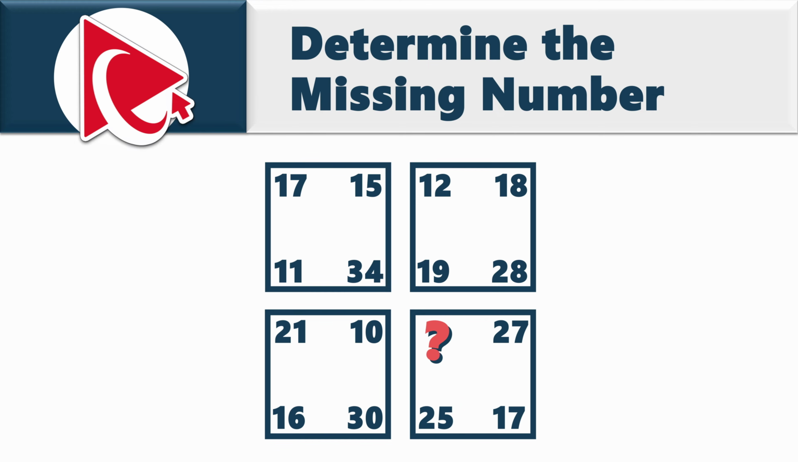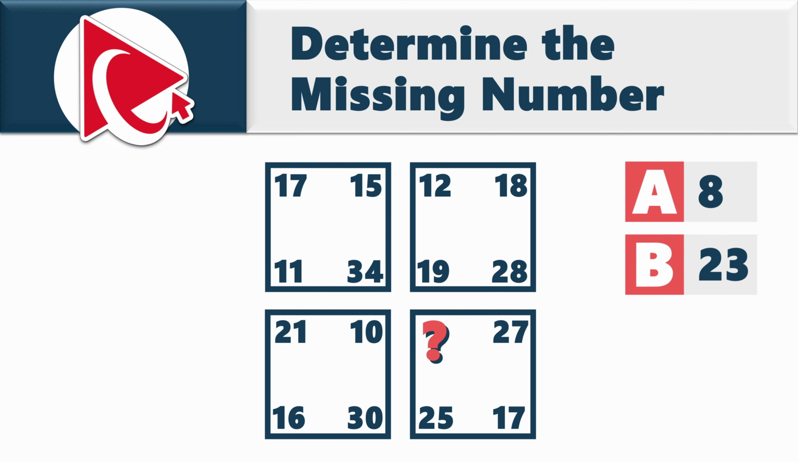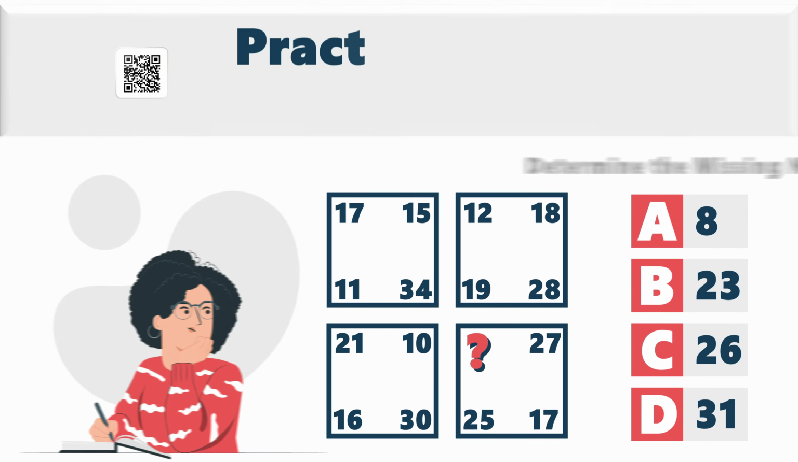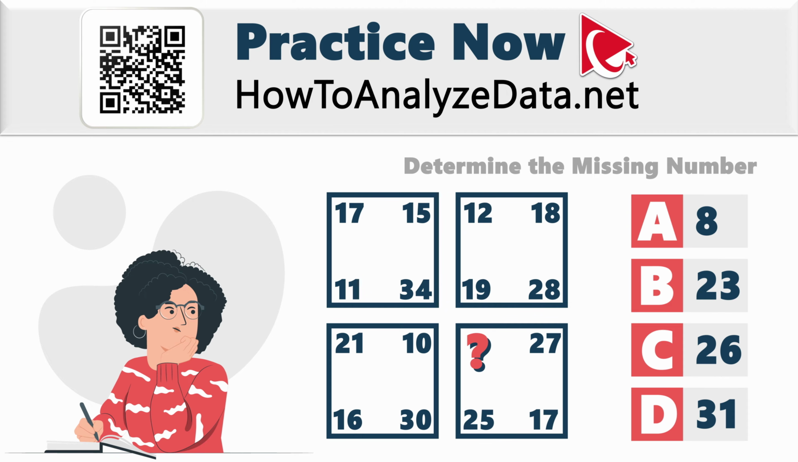which you need to calculate and select out of 4 possible choices. Choice A, 8, choice B, 23, choice C, 26, and last but not least, choice D, 31. Do you think it's a tough challenge? Well, the solution might be simpler than you think.